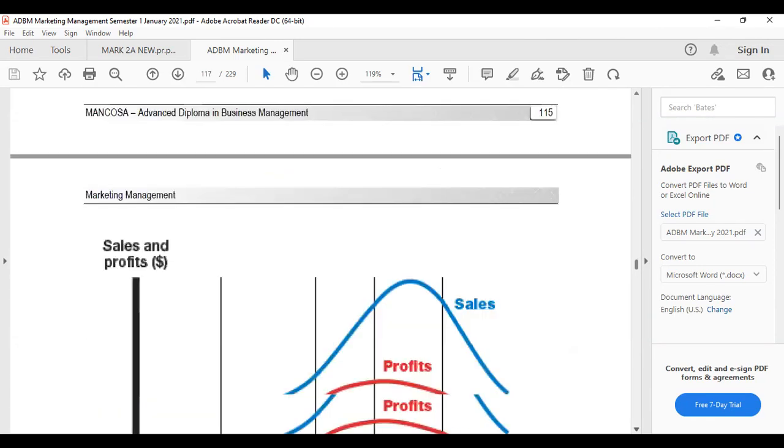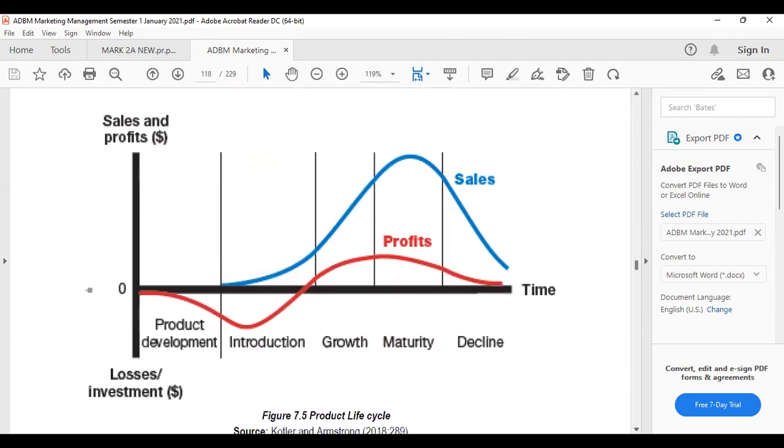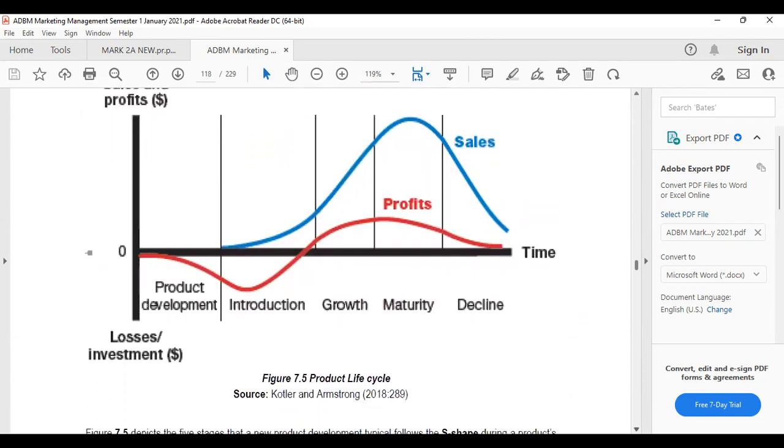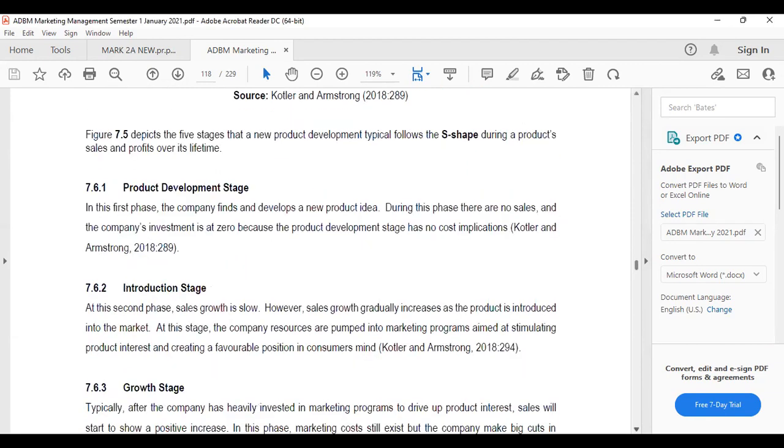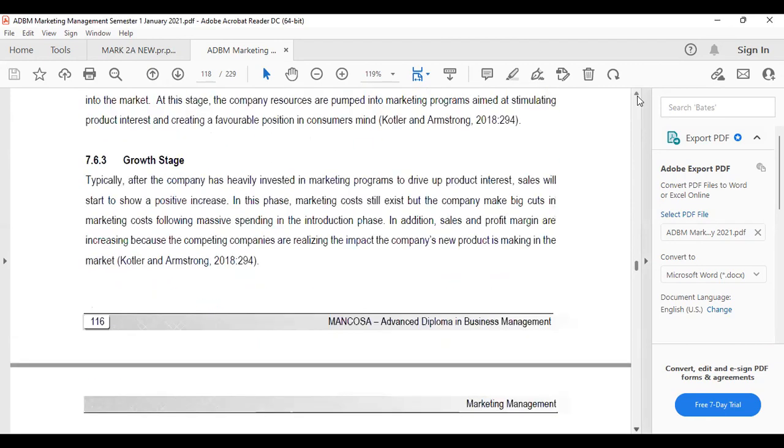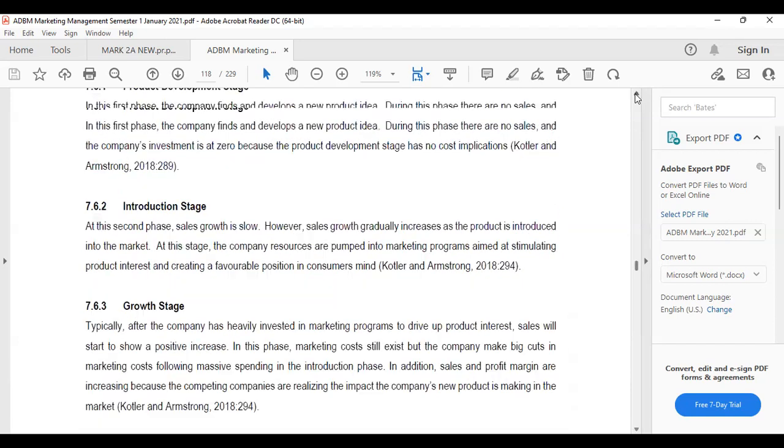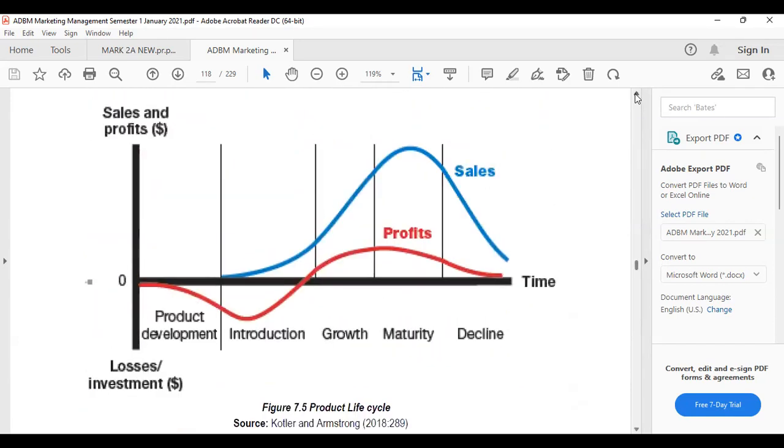Right, here we go. This is the product life cycle, and basically we have 1, 2, 3, 4, 5 stages. But then we are trying to ascertain the stage that Gillette is in. So to approach this question, page 115, 116. Thank you. Right. So how do we approach this question?